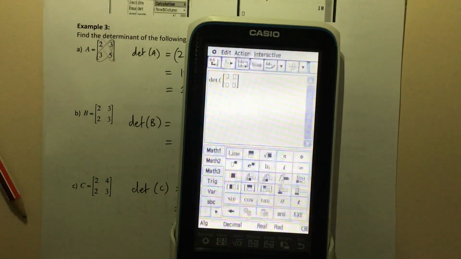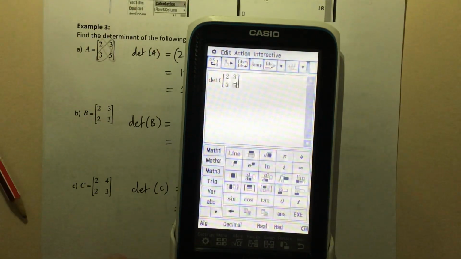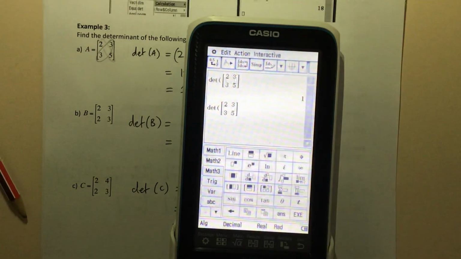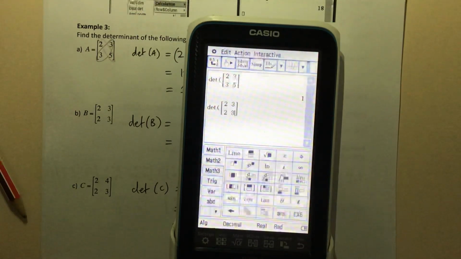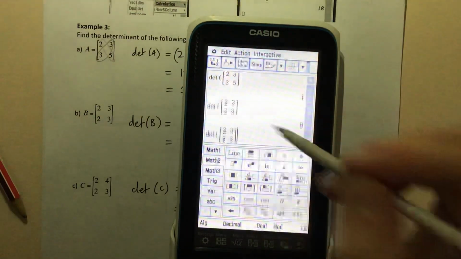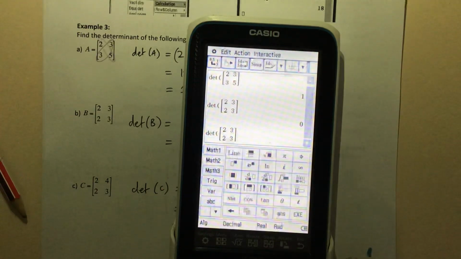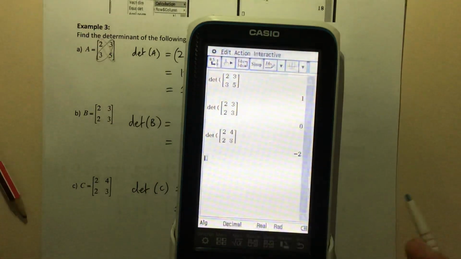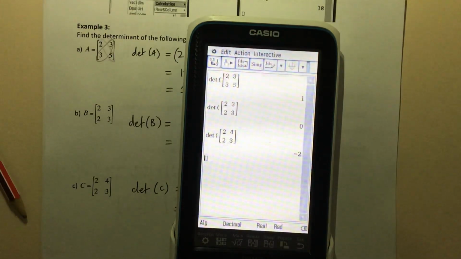So the first one we had 2, 3, 3, 5, and you'll see the calculator is just going to churn out the determinant straight away. I'm just going to get lazy and copy that down to check our answer for B. Yep, we were right. And lastly, to check the answer for the determinant of C. And there we go. So nice and quick when you can use the calculator. All right.